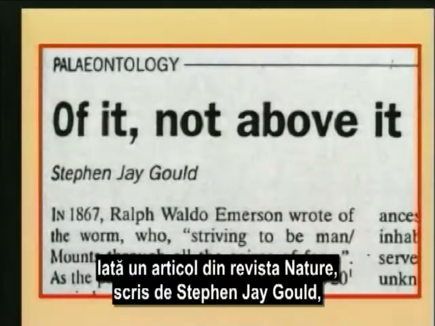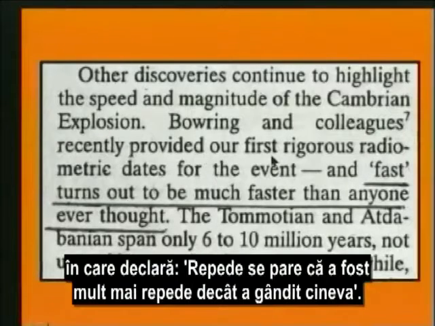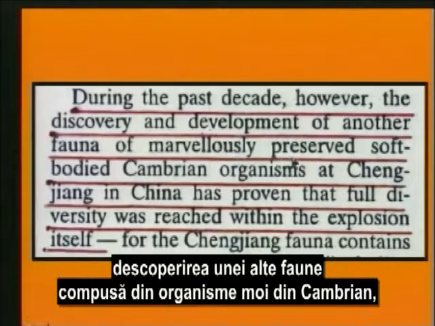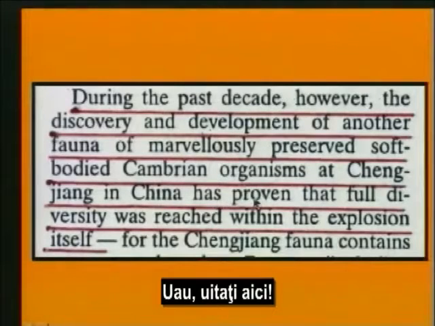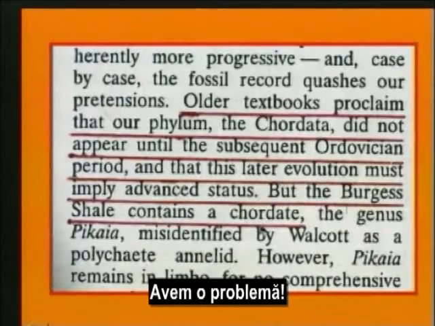Well, here's an article in the journal Nature, the journal in the world, and it's written by Stephen Jay Gould, one of the doyens of neo-Darwinism. It's titled Of It Not Above It, and he makes this statement: fast turns out to be much faster than anyone ever thought. And then he says this: during the past decade, the discovery and development of another fauna of marvelously preserved soft-bodied Cambrian organisms at Chengyong, China has proven, wow, just swallow this, that full diversity was reached within the explosion itself. We have a problem.